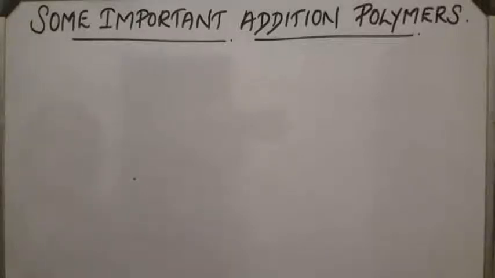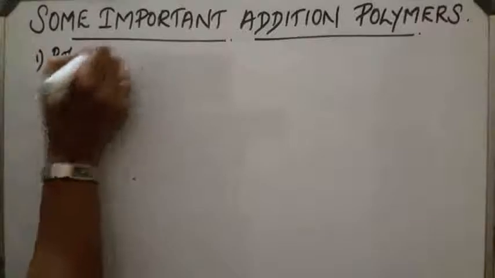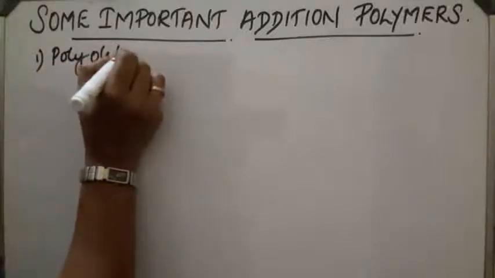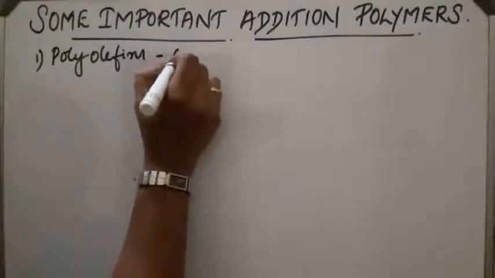Some addition polymers. Addition polymers are obtained by the repeated addition of monomer units, and these are obtained from different unsaturated compounds like alkenes, alkynes and their derivatives. And these addition polymers are categorized into 4 groups. First one is polyolefins. Polyolefins are polymers derived from olefins.